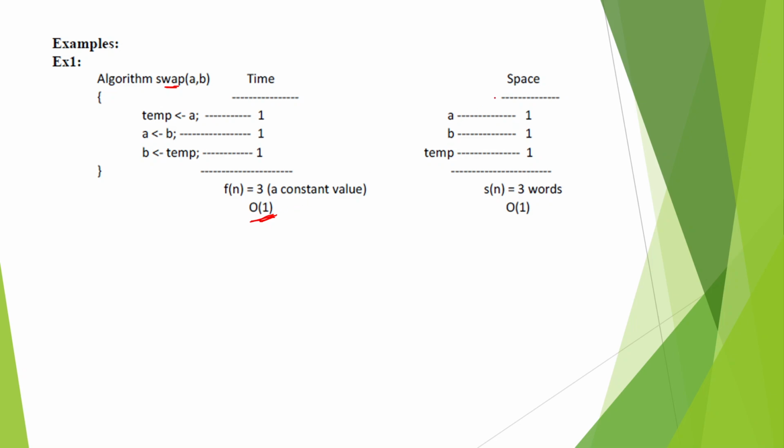Now space analysis. Here you can see we are using three different variables: a, b, temp. A is a normal variable, so one word of memory. B is a normal variable, again one more word of memory. Temp is a normal variable, again one word of memory. Overall, three words, again a constant. For the space function we got a constant number of words. So what will be the order? As long as it is a constant, our order will be order of 1. We consider it order of 1 complexity.